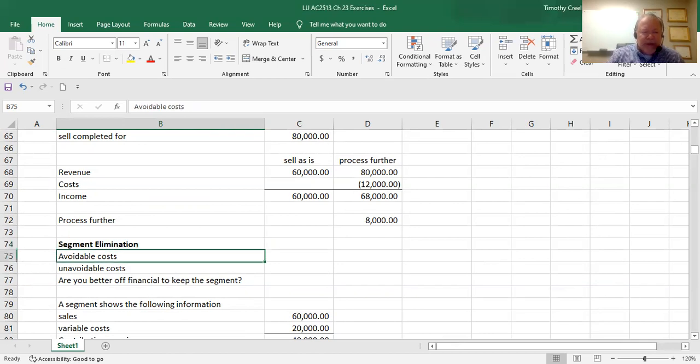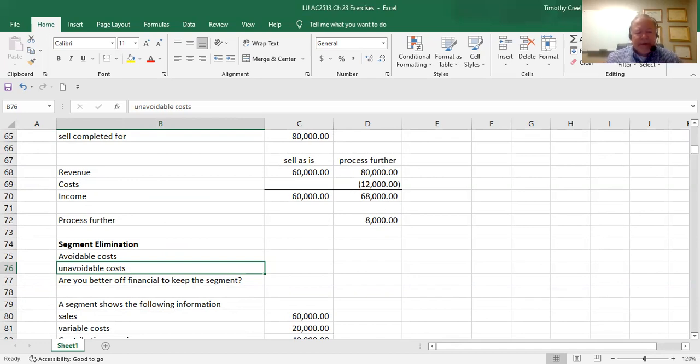So a couple of terms here: avoidable cost and unavoidable cost. Avoidable costs are costs that if you eliminate a segment, they are eliminated, they go away. Unavoidable costs are costs that if you eliminate a segment, they don't go away, they stay. Avoidable costs tend to be more of your variable cost. Variable costs tend to be based on activity, and if activity goes away, the costs go away. Unavoidable costs tend to be more of your fixed cost, because they are certain costs that are going to remain whether you do away with the segment or not.